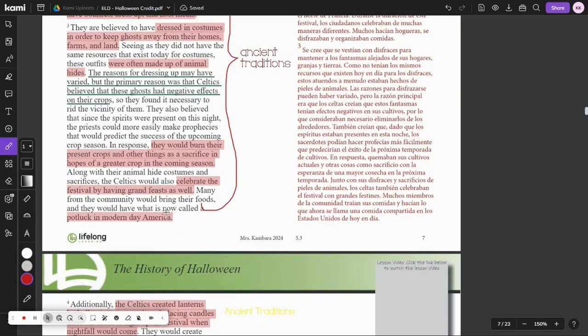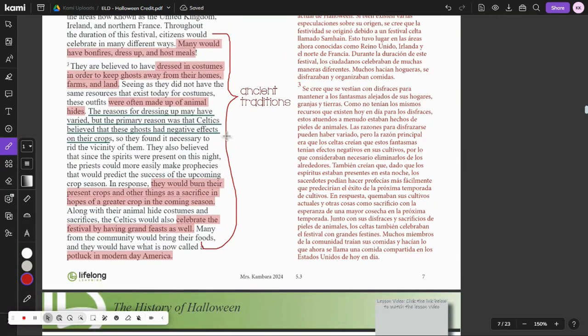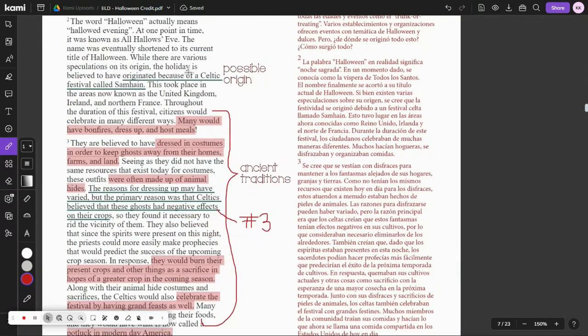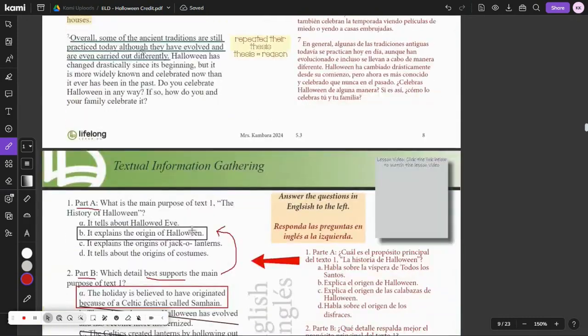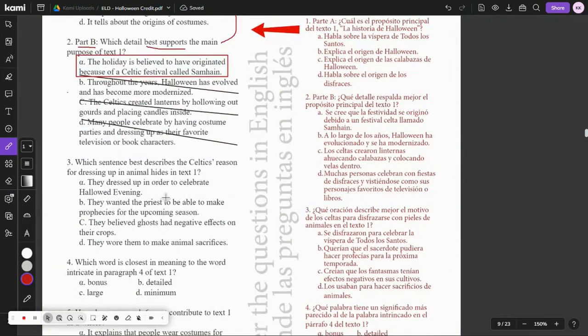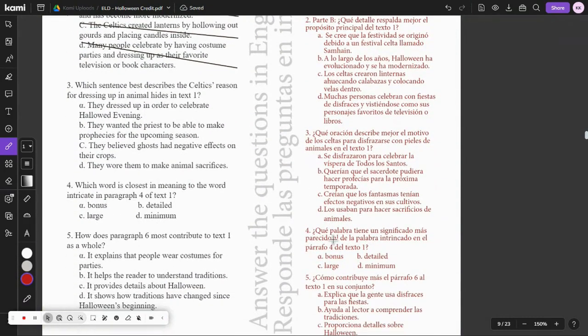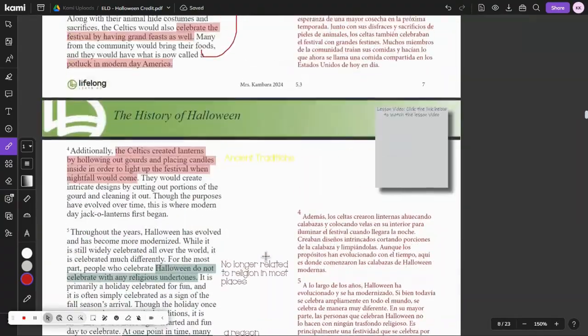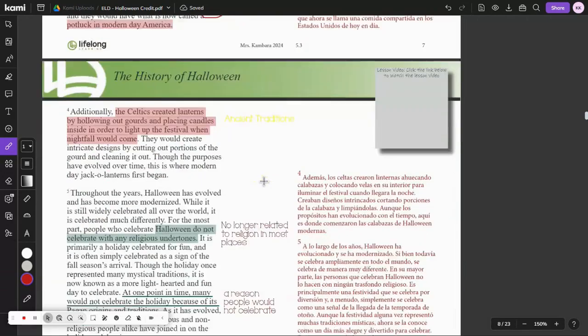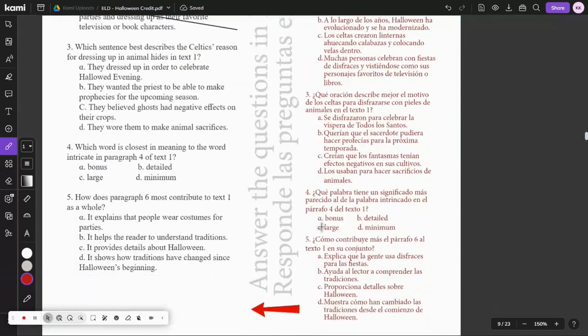Coming back up here. Okay, here is the answer to number 3. The reason for dressing up may have varied, but the primary reason was the Celtics believed that these ghosts had negative effects on their crops. So by coming back and reading, we now have the answer for 3. I'm not going to circle it, but you now have the answer. So if we come up here, question number 3, there's your answer. Go ahead and highlight that.